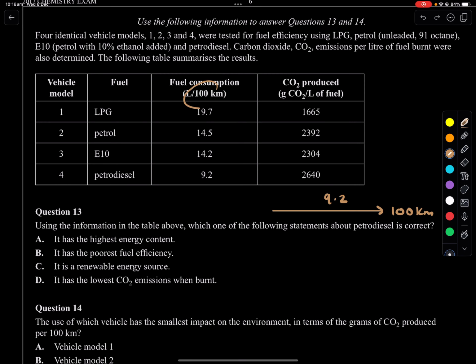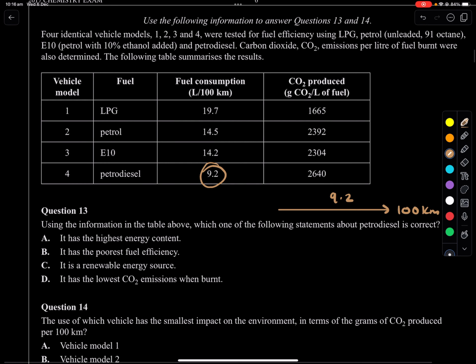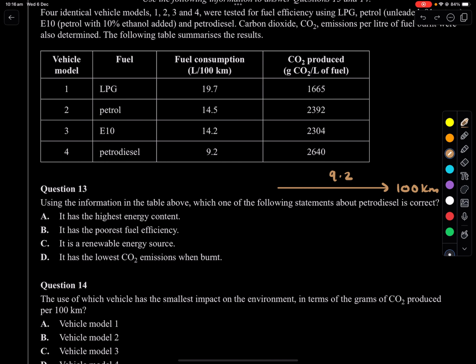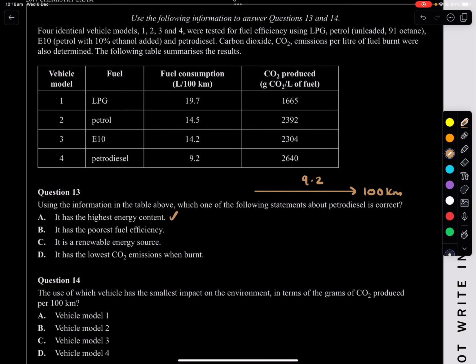Remember, all of them are going through 100 kilometers. But this one needs 19.7 liters, whereas petrodiesel needs 9.2. So petrodiesel has so much energy. It has an overall high energy content, so it only needs a little amount of volume to go that 100 kilometers. So I hope that makes sense. So that is true.